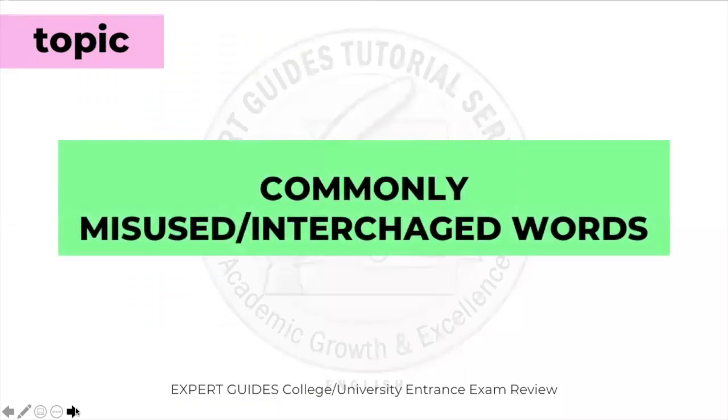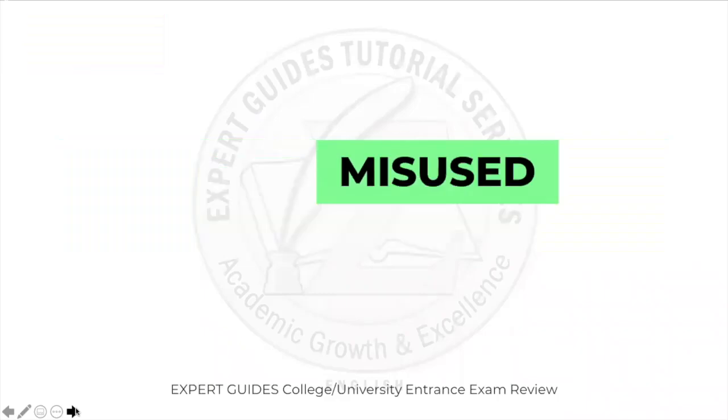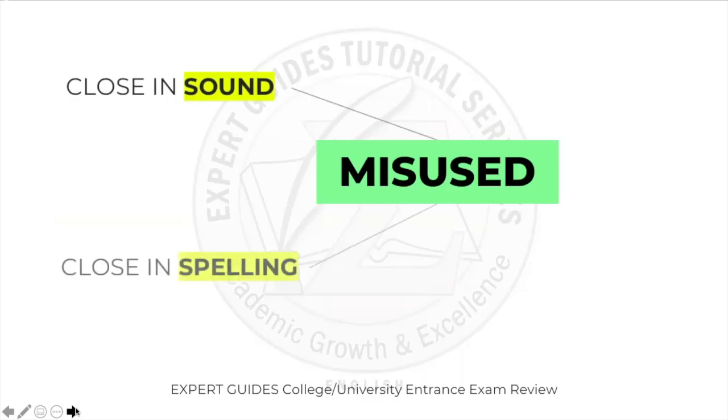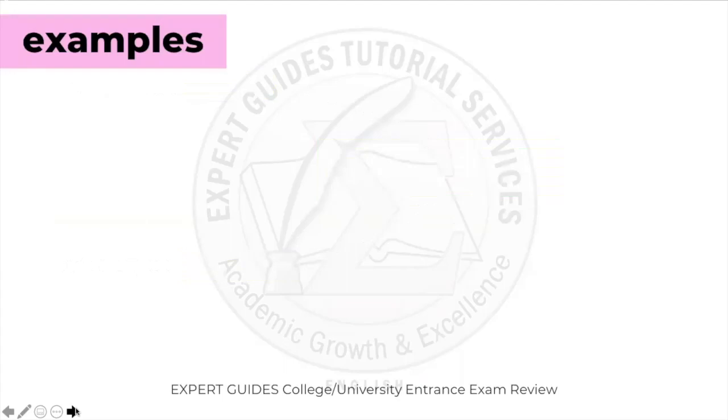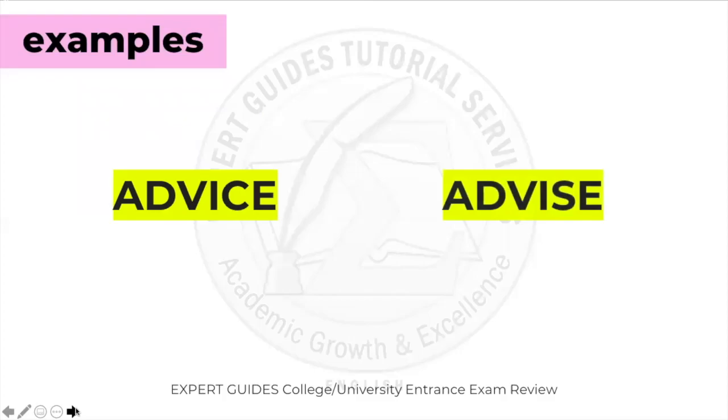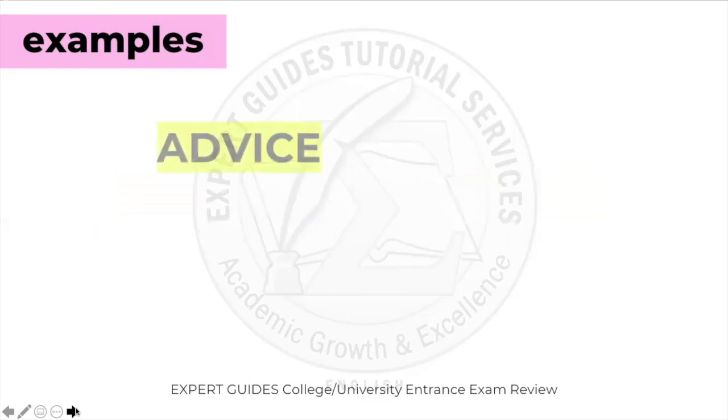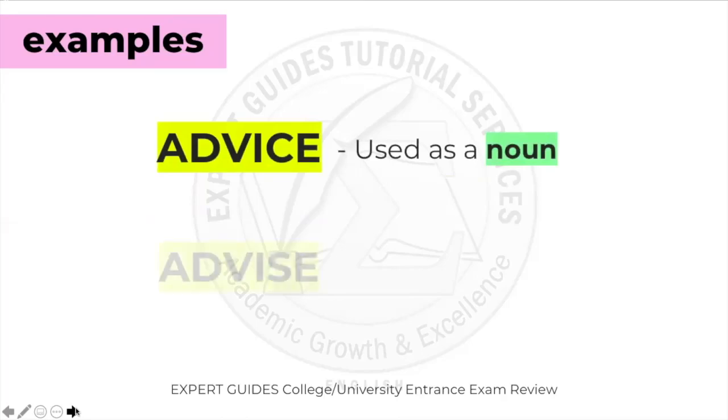Okay, so today we're going to talk about commonly misused or interchanged words. Words are often misused or interchanged because they have similarly close sounds or similarly close spellings. We'll go over some examples and we'll try to use them in sentences. Okay. First example is advice spelled with the letter C and advise spelled with the letter S. So advice spelled with the letter C is used as a noun, and advise spelled with the letter S is used as a verb.